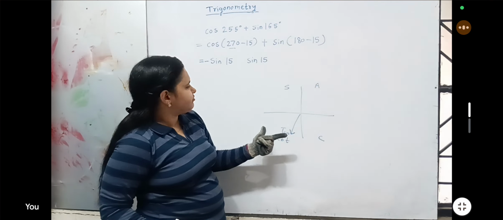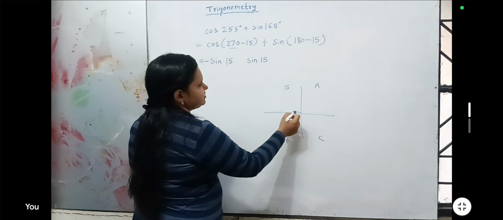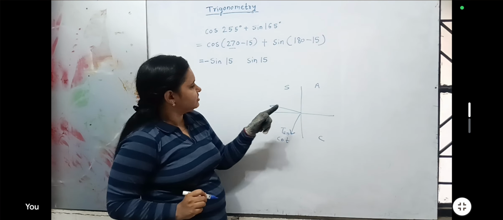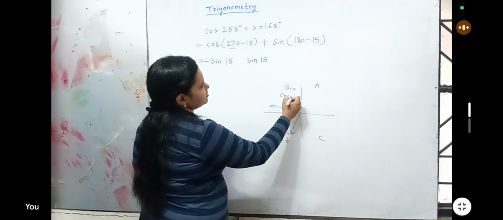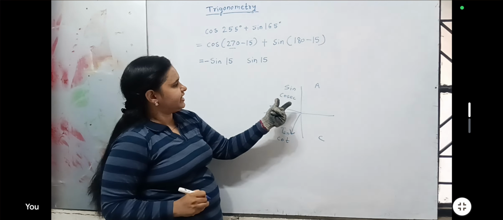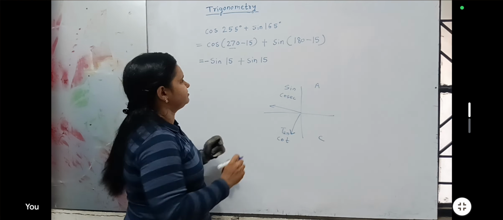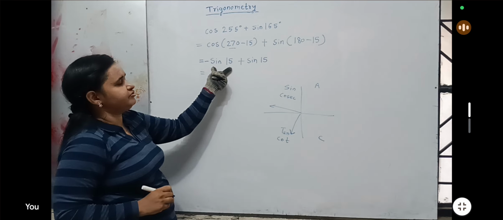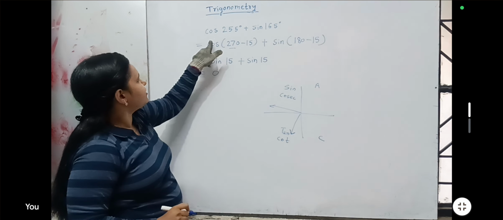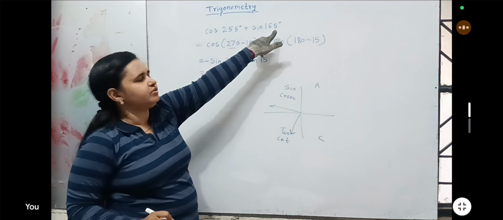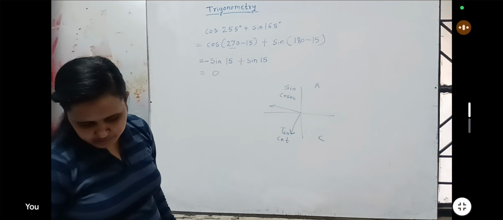And what will be the sign? Here it is 180 minus 15, which means this is coming in the second quadrant. In the second quadrant, sin and cosec are positive. Here it is sin, so it will be positive. Now minus sin 15 plus sin 15 will give 0. So cos 255 plus sin 165 degree is equal to 0. So our answer will be 0.